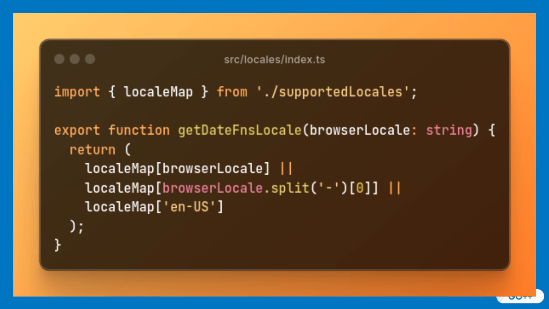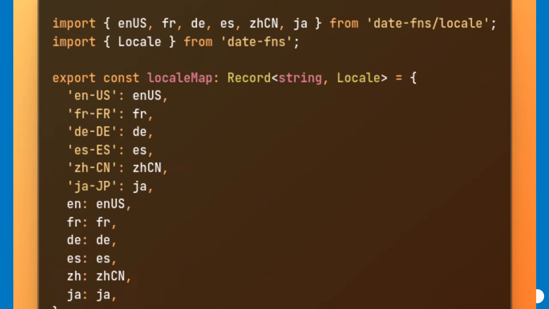Locale management is handled by mapping browser language codes to date-fns locale objects. This ensures robust locale detection and fallback for international users. Supported locales are explicitly listed and imported from date-fns. This keeps the bundle size lean and enables easy extension for additional regions.